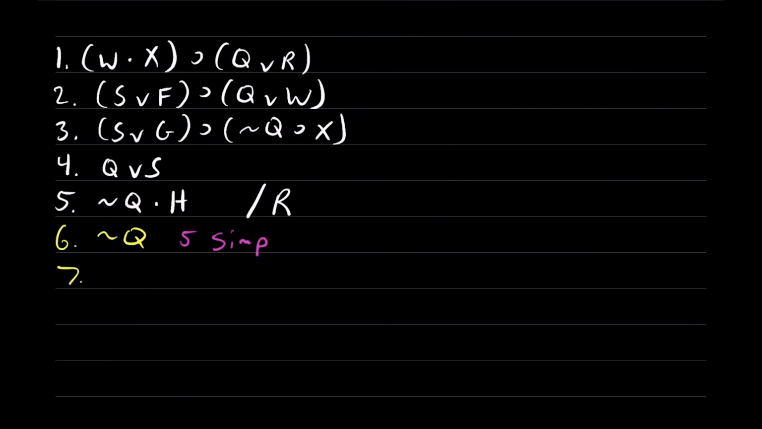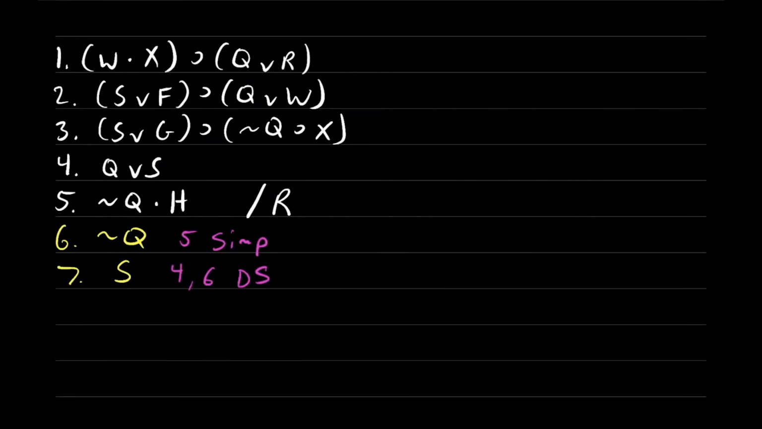Well, line 4 says that either Q is true or S is true. And if we know Q is false, that means S has to be true. And that's going to follow from line 4 and line 6 by disjunctive syllogism, DS.